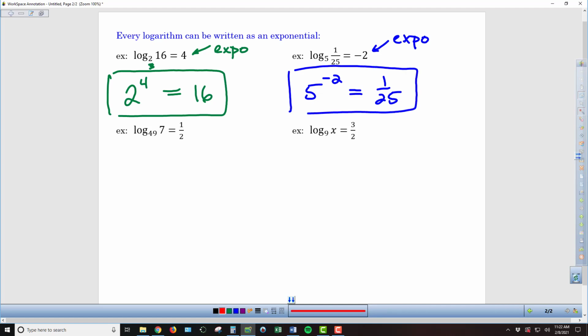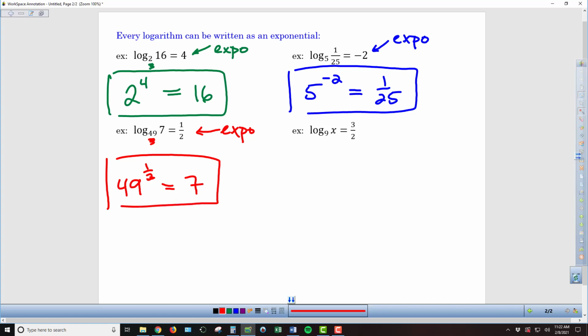Moving to the next row, 49 is the base of our logarithm, 49 is the base of our exponential. A logarithm is an exponent, so whatever our logarithm equals becomes the exponent in our exponential, and then whatever the input into the logarithm is becomes the output of our exponential. 49 to the 1/2 equals 7.